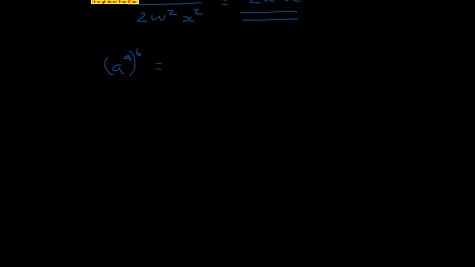So if I've got, it's just straightforward, a to the 9, to the power of 6. Yep, so it's going to be a to the 54. 6 nines are 54. Straightforward.